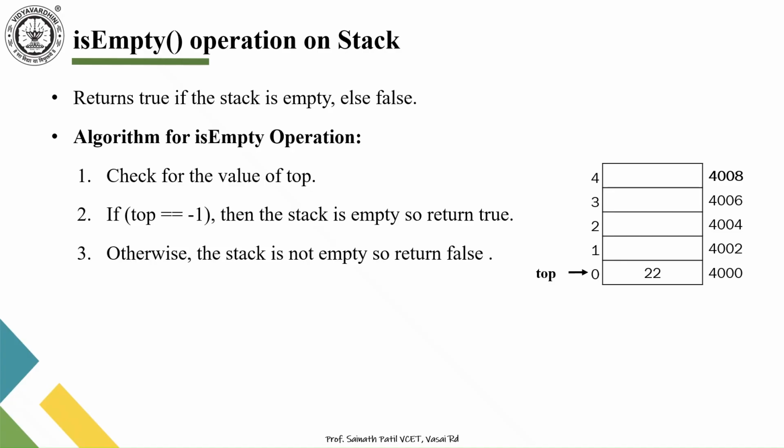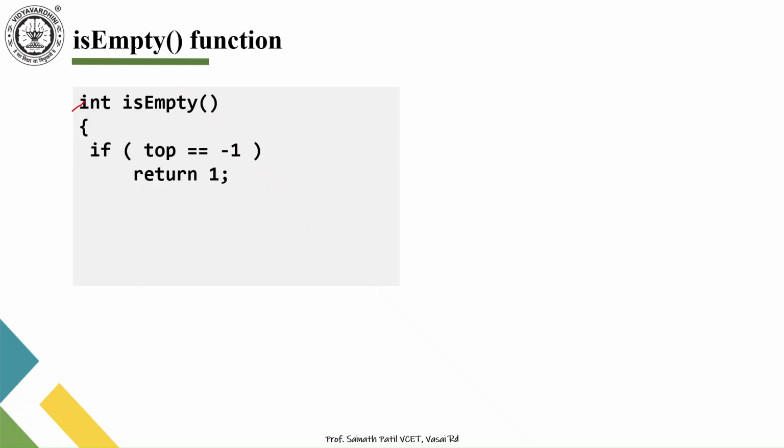That is why. Otherwise stack is not empty, so we will return false. So let's write the empty function in C. So int empty, that is the function name, and int is the return data type. In the function, if top equal -1, if it is true, we will return 1, that means true. Else we will return 0. This is the isEmpty function for checking whether the stack is empty or not.